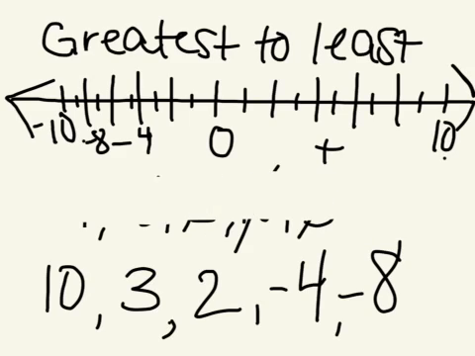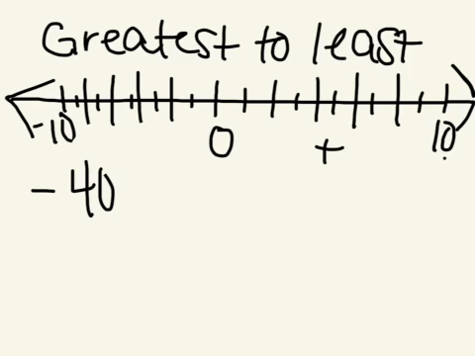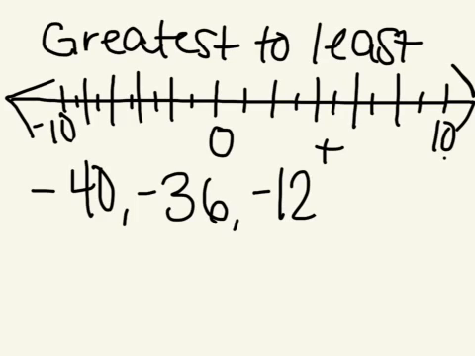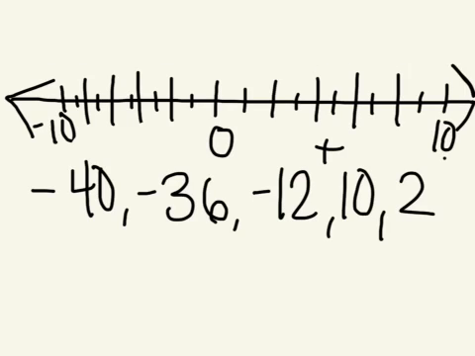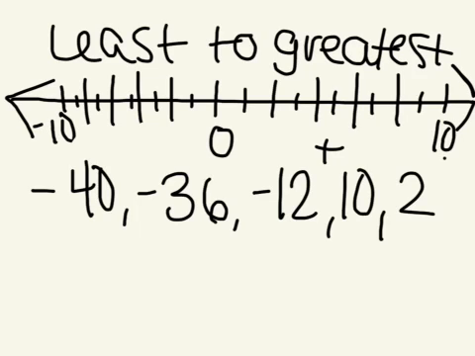Okay, now, if I was given another set of numbers, okay, I was going to give numbers, let's say negative 40, negative 36, negative 12, 10, 2. Okay, and then they said that they wanted us to order them, instead of greatest to least, least to greatest. I'm going to look at my numbers again. I'm going to see which is my least.